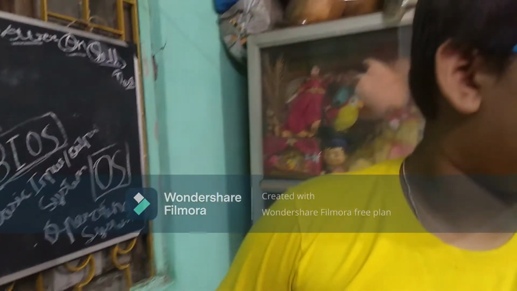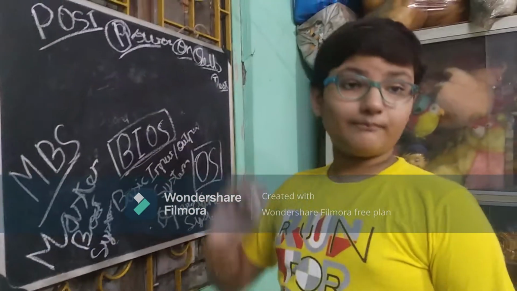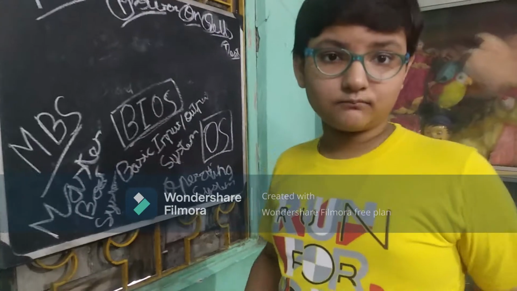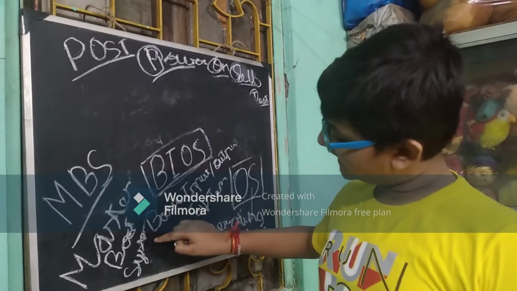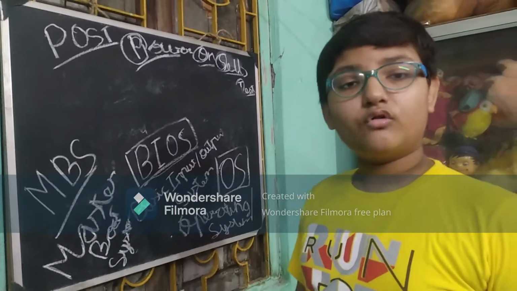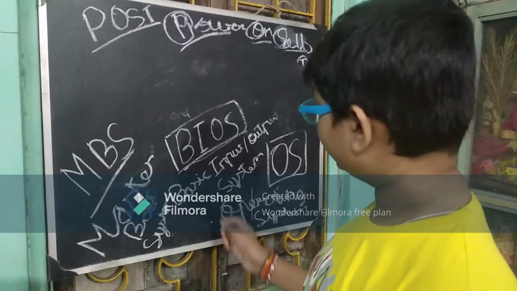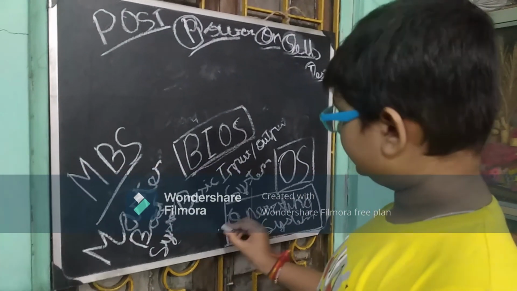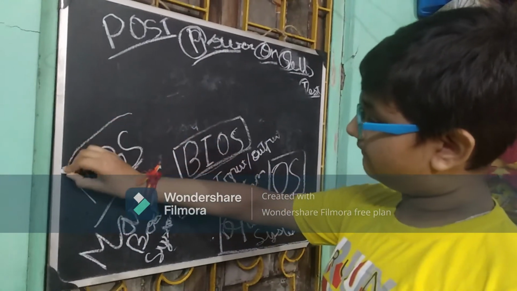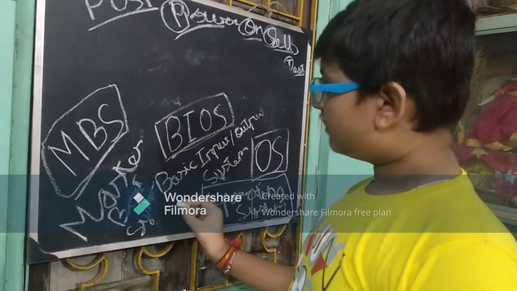I have rubbed the board with the four components I have told you about many times. But remember CPU, motherboard, power supply and RAM, as they are the most important. Now this MBS, this master boot system, means the OS in your pen drive or in your hard disk or anywhere else, the operating system, is saved under the name of MBS. It is called MBS, master boot system.